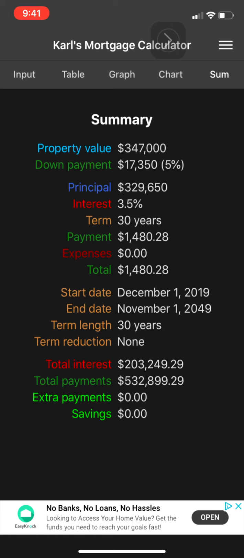Then the summary is what I like. It just summarizes the property value, down payment, principal, the interest, the term, the payment, the total payment, start date, end date, term length, total interest, total payments, and extra payments and your savings. In this scenario summary, you're just not paying anything extra. So okay, this is my mortgage.